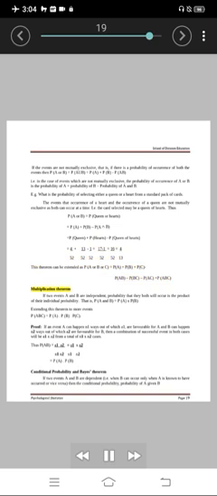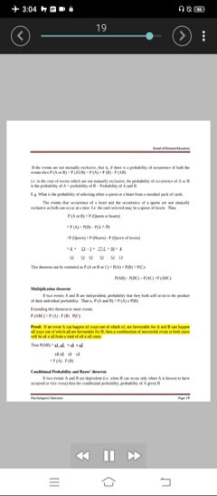Multiplication theorem. If two events A and B are independent, the probability that they both will occur is the product of their individual probabilities. That is, P(A and B) equals P(A) times P(B). Extending this theorem to more events, P(A, B, C) equals P(A) P(B) P(C).